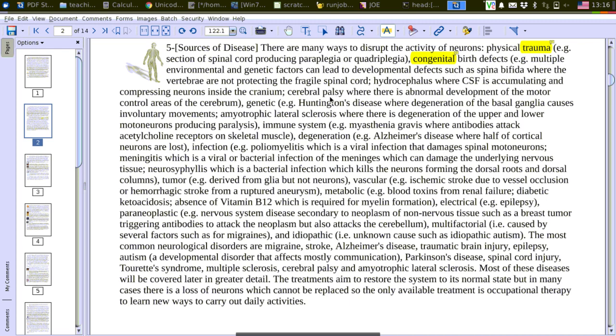Another example would be cerebral palsy. And in this case, there's abnormal development of the motor control areas in the cerebrum. So the person would have abnormal control of movement. Another way to damage neurons is through genetic disease. So, for example, Huntington's disease is a genetic disorder.